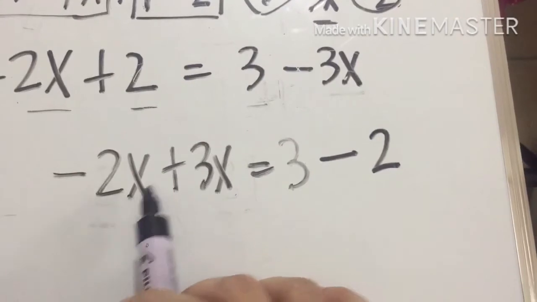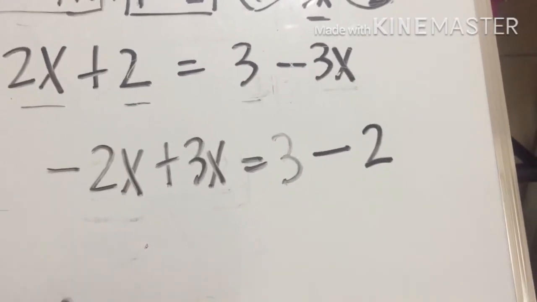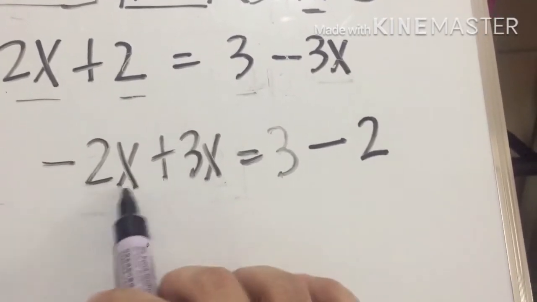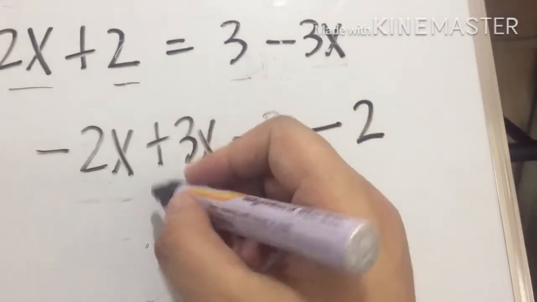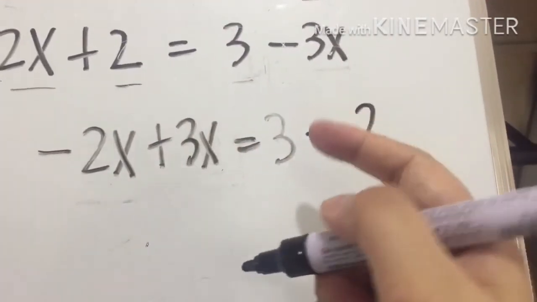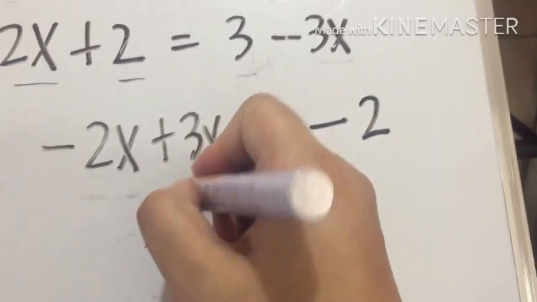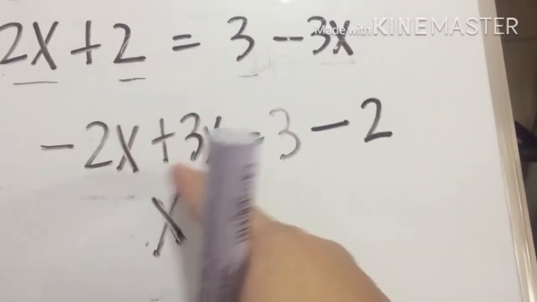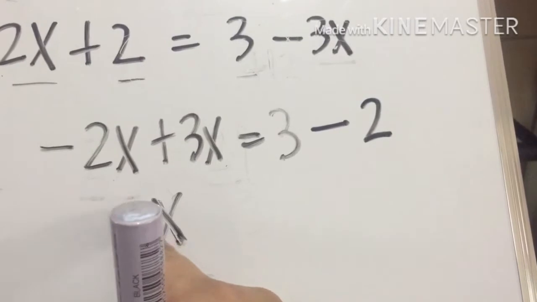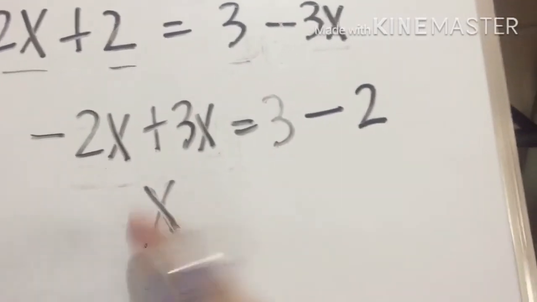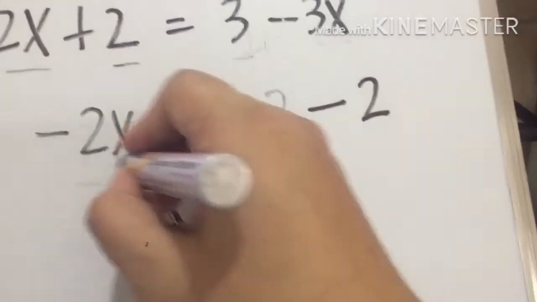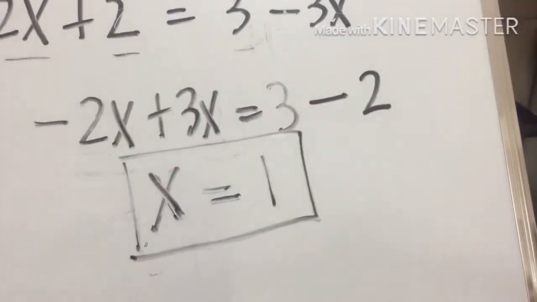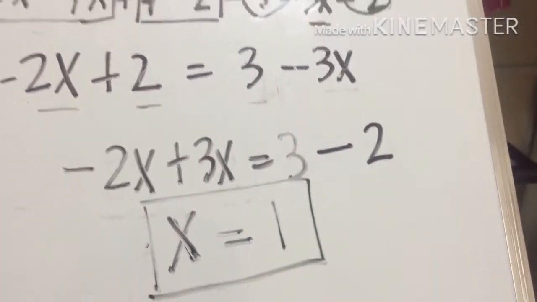So then we now proceed with adding. Okay, so negative plus positive, of course we subtract, that's the rule. So this becomes x, because the result is 1. No need to write number 1 because it is invisible already. Equals, okay, so 3 minus 2, 1. There you go. So that is our answer.